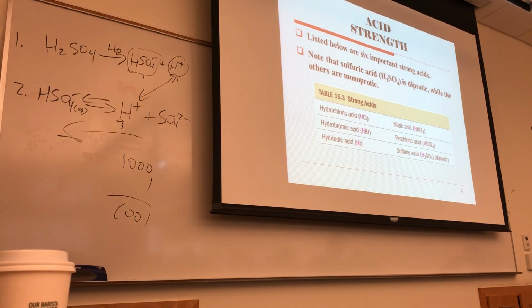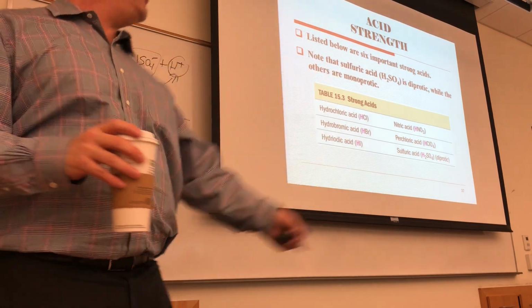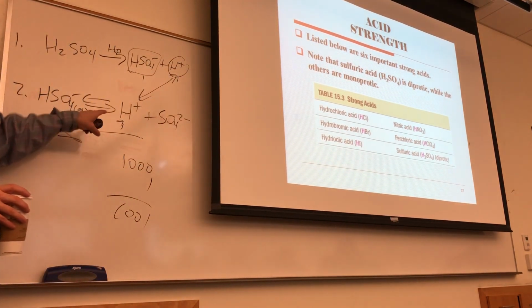Go ahead. So if it's weak, it doesn't completely dissociate? That's right. If it's weak, it doesn't completely dissociate. You're always going to have the double arrow. Absolutely.